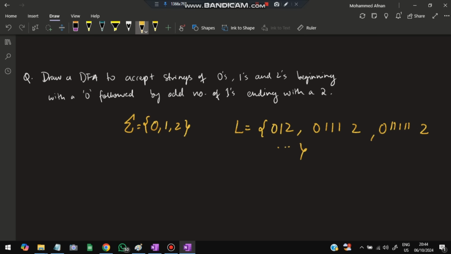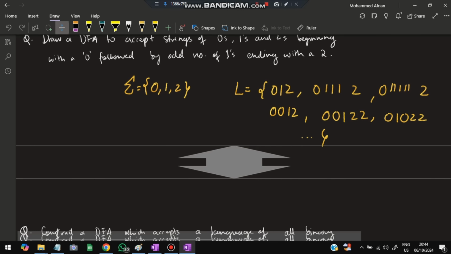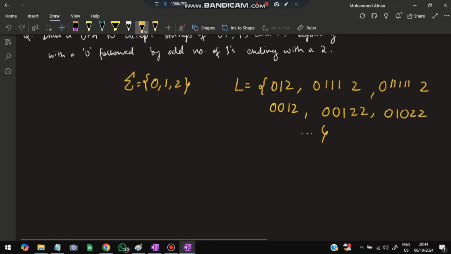Also, there is another possibility that it can have 0, 0, 1, 2, right? Or it can have 0, 0, 1, 2, 2. It can have 0, 1, 0, 2, 2. This is also possible. So there are many possibilities. Let's have a look at each one by one. So here the minimum string is 0, 1, 2. There is no doubt in this.